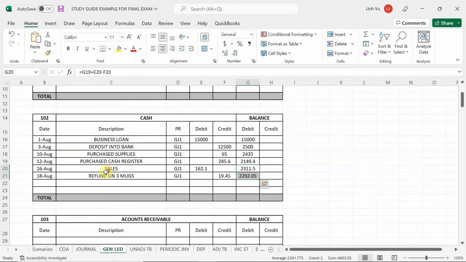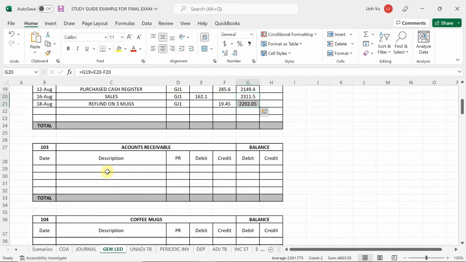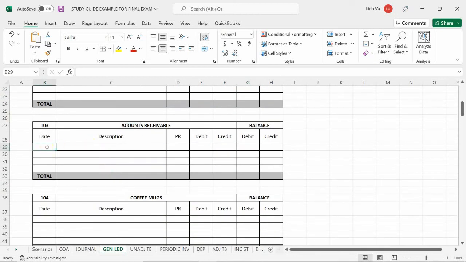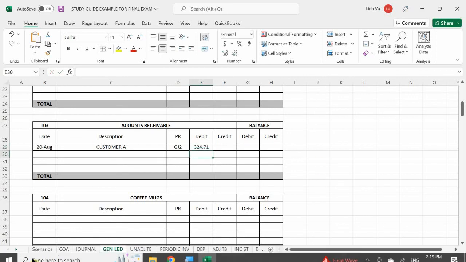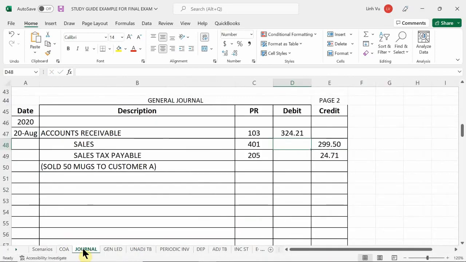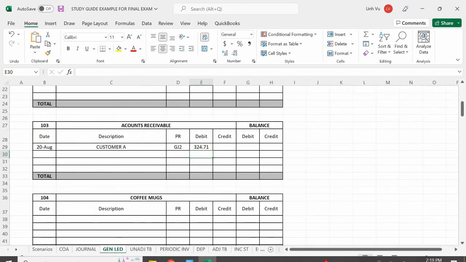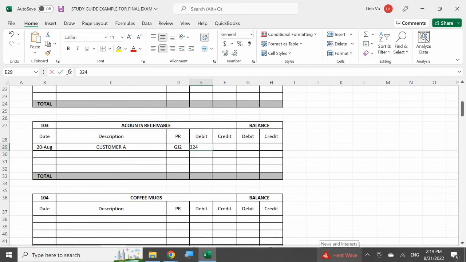So now we have an accounts receivable account right here, account balance, customer A. Oh, we're on the second journal now. For a total of $324.71. Oh, $324.21, not 71, sorry. 324.21.